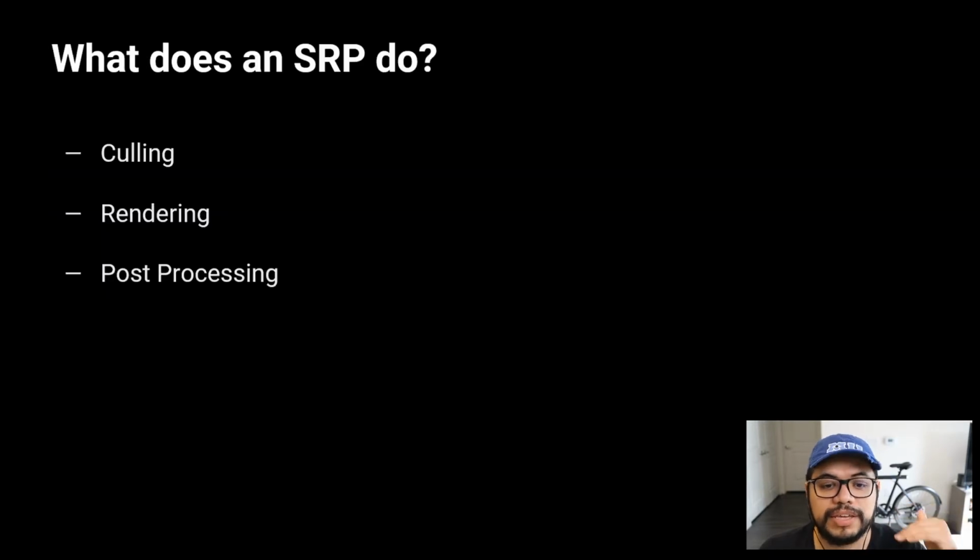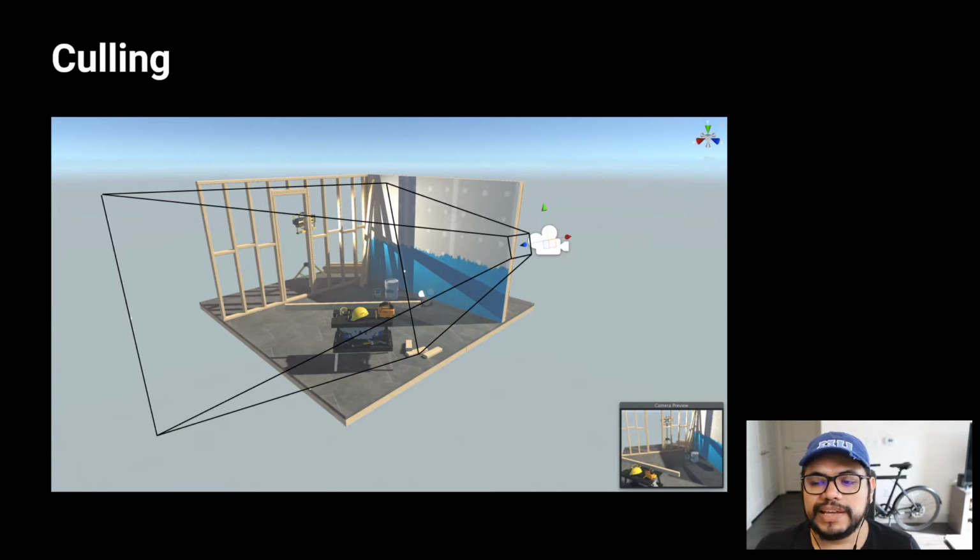So what does a scriptable render pipeline do? It's defined by three things that are very important to know. We need to know in which part, which section, we're going to put our effect. Sometimes we want to have it in certain phases of the shader. Here's the culling. So what is culling? It refers to the process by which the engine defines which things in the scene will be rendered.